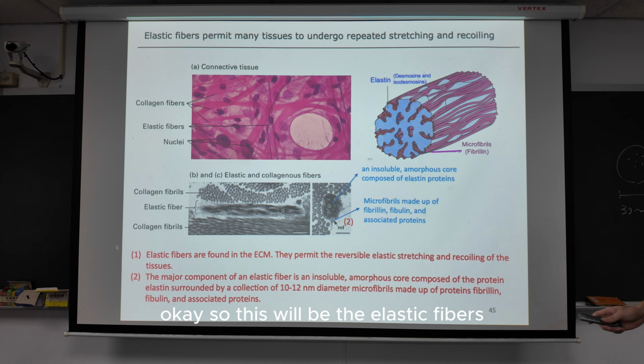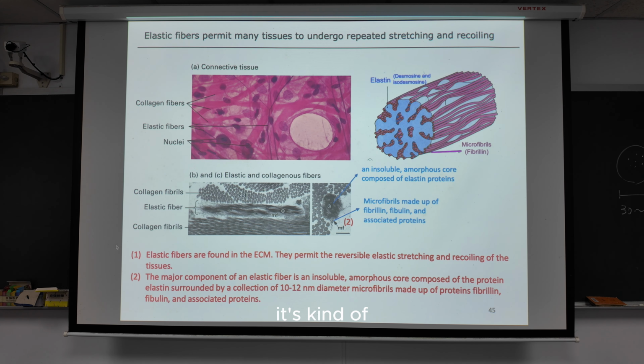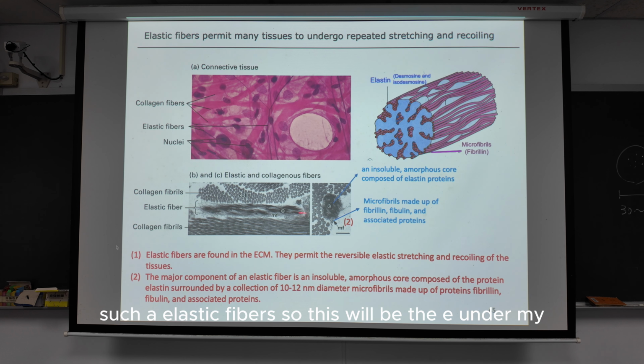Okay, so these are the elastic fibers. They can be found in the connective tissue. Elastin forms such elastic fibers, which are even thicker than collagen fibers, as you can see here. They also give mechanical support to the connective tissues.